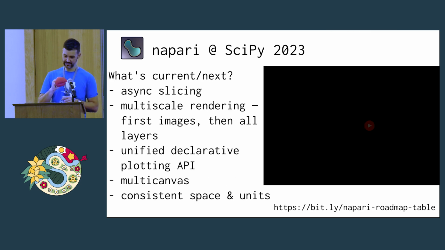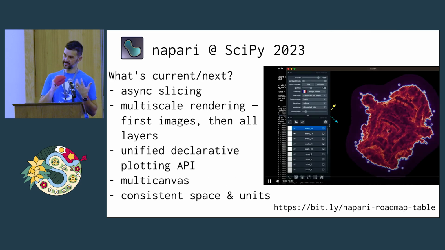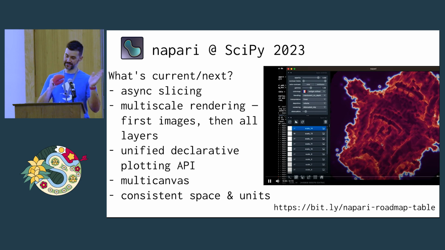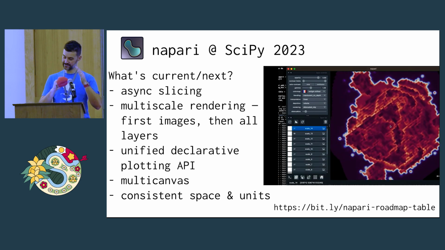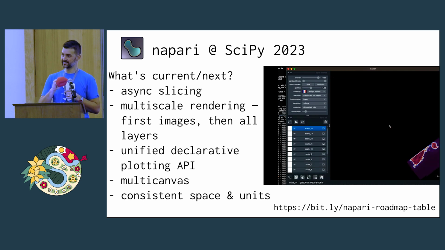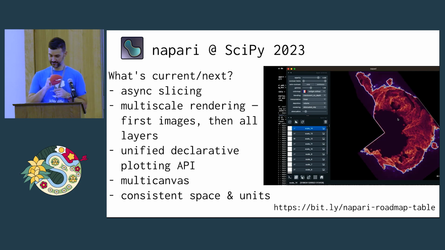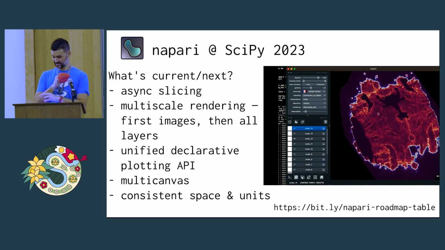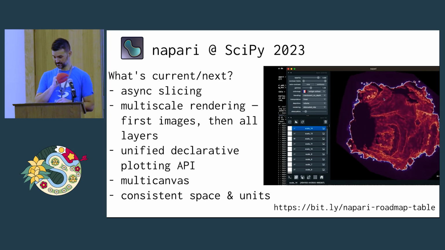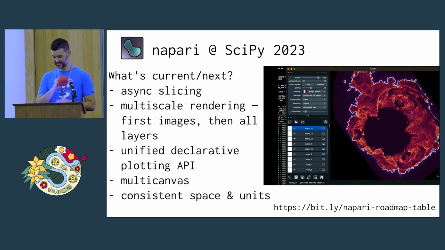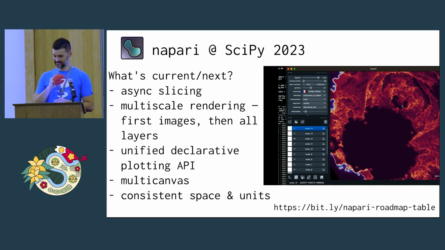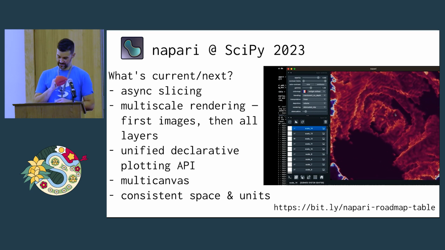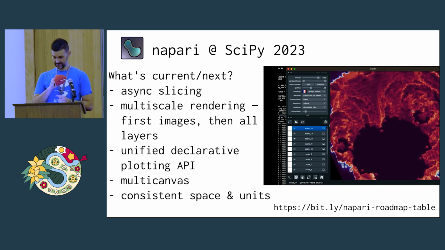What's current and what's next? So we're working on making everything asynchronous. Until now, anything you did in the viewer blocked the UI. And so if you had data that was remote and very slow, it would take a while to load. Now it's all happening sort of in a background thread. So this is a demo. It's not in Napari proper yet, but that's an exabyte of data dynamically generated and rendered, which is pretty cool. That's by Kyle Harrington from CZI.